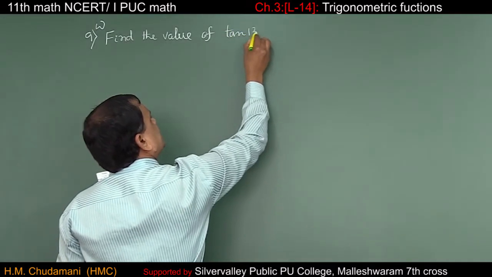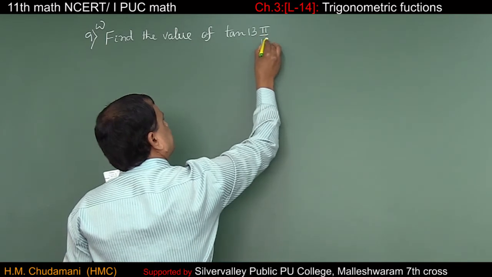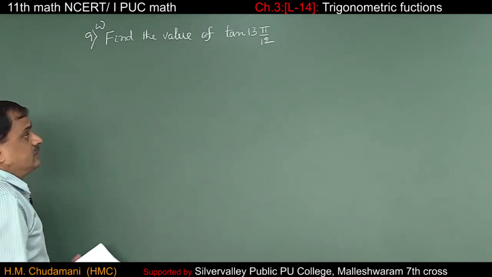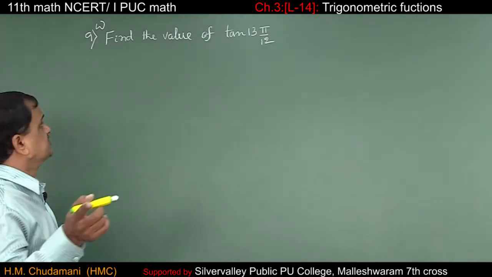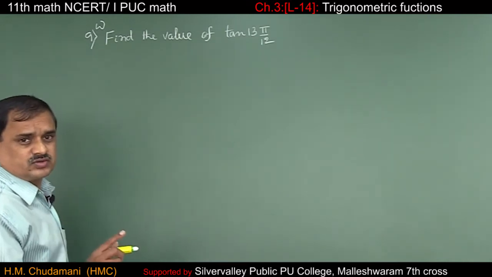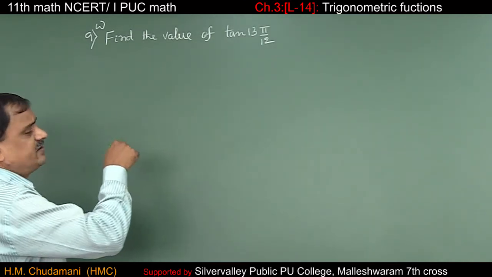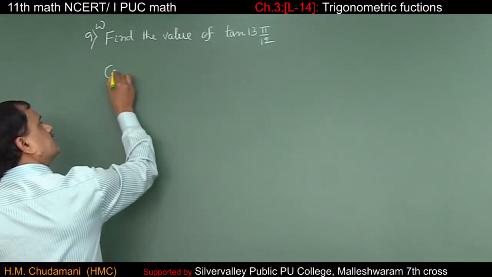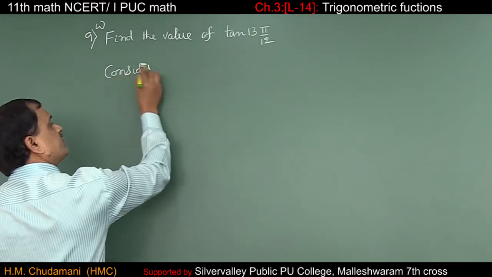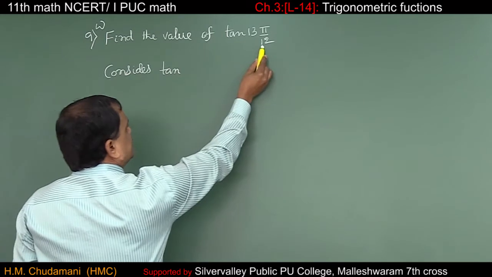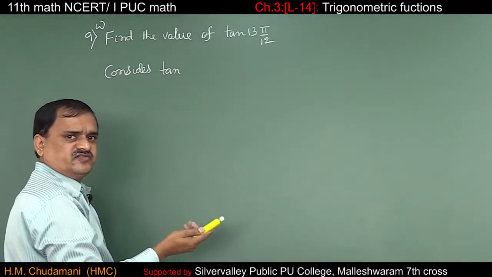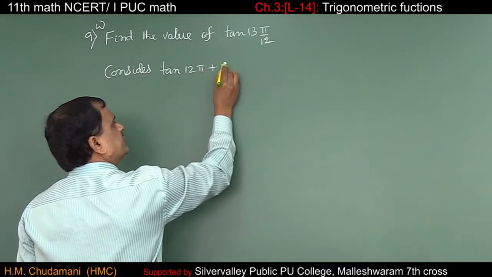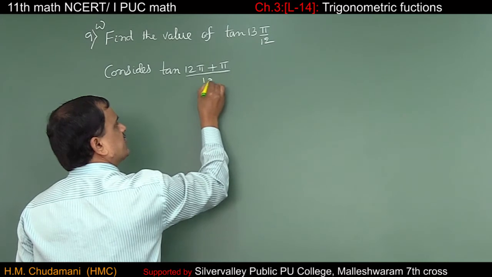Tan of 13 pi by 12. So tan pi by 8 we worked out, that is in the miscellaneous worked question. This is a worked problem. Find the value of tan 13 pi by 12. See, the multiple of 12 nearest to 13 is 12 only. So I'll write 12 pi plus pi, whole divided by 12.